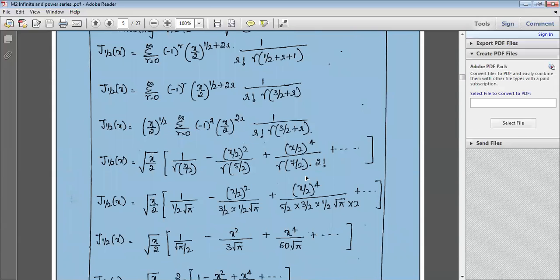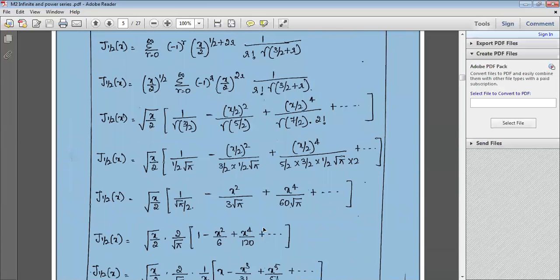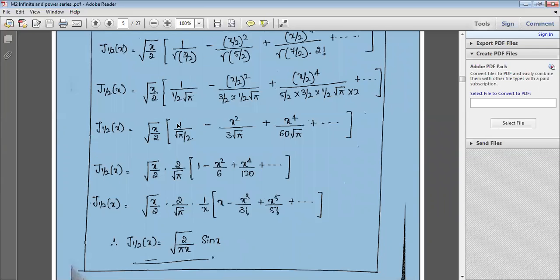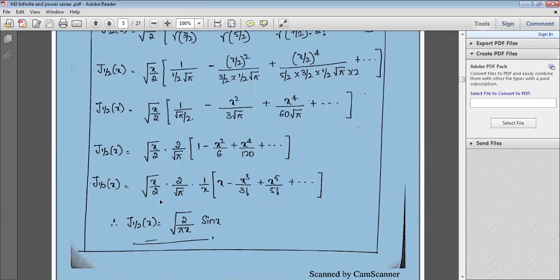3 by 2, 5 by 2, 7 by 2. What is gamma of 3 by 2? You know, gamma of half is equal to root pi. Similarly, 5 by 2 came as 3 by 2 plus 1. Everything we will get in one function. See, so x by 2, 1 by pi, we'll get 1 minus x square by 6 plus x power 4 by 120, and so on. This is the sin x series.